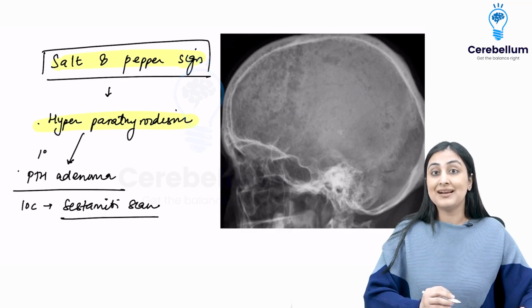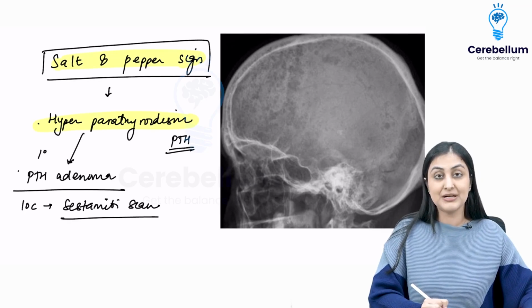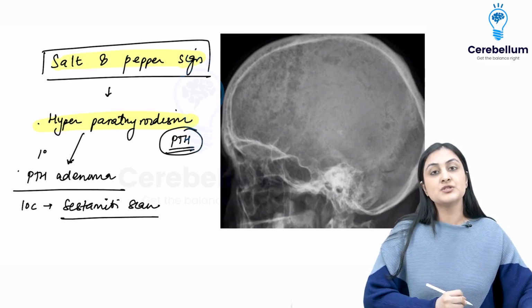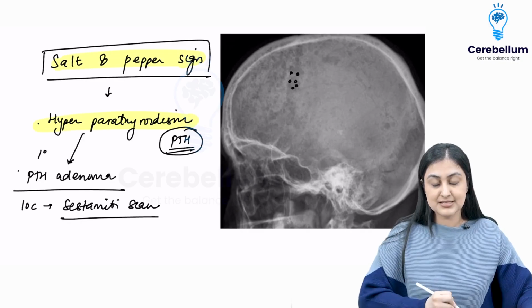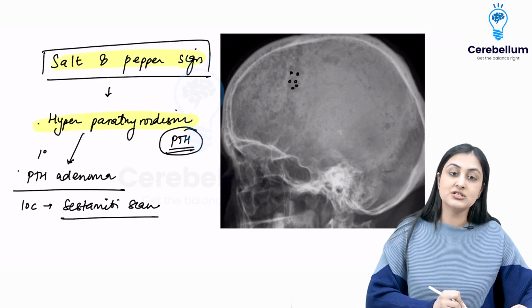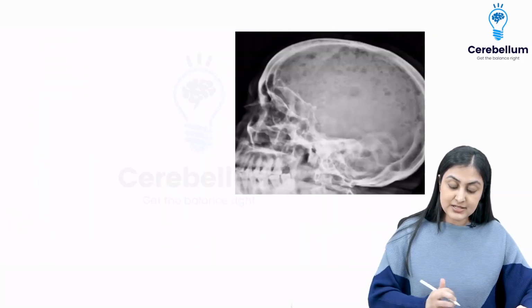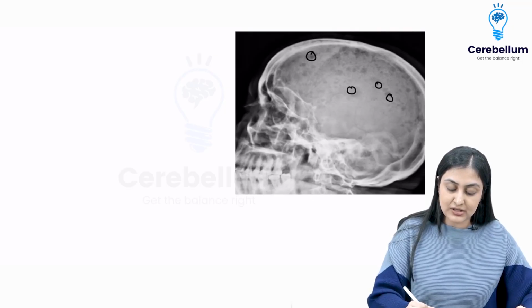We know that parathyroid hormone is responsible for bony resorption. Yeah, it causes an increase in calcium and decrease in phosphate. So it basically causes bony erosion, and because of this bony resorption, we are having these tiny lytic lesions like salt and pepper. Okay, the next appearance is when we have these lytic lesions, but they are much larger than the salt and pepper.